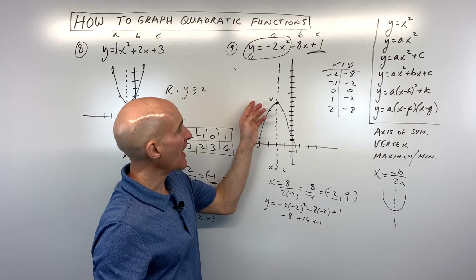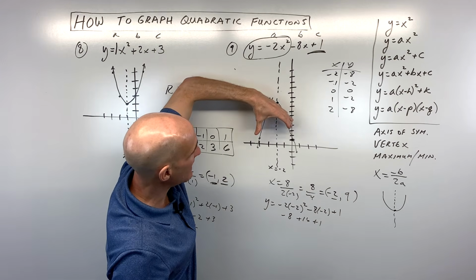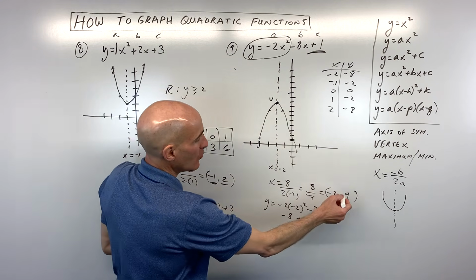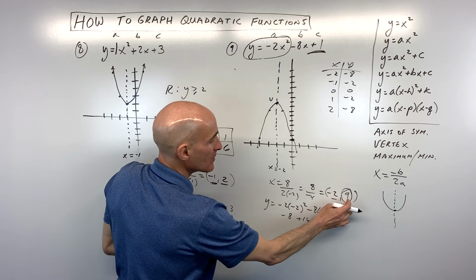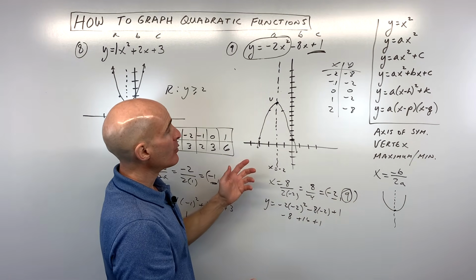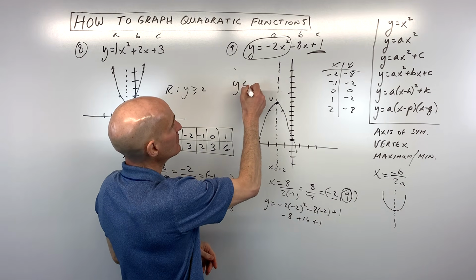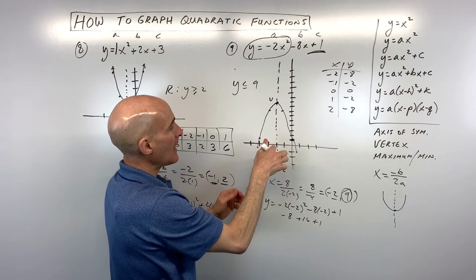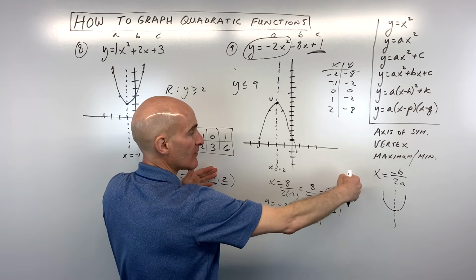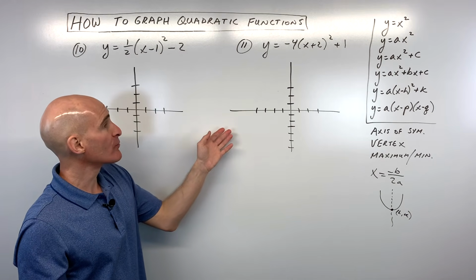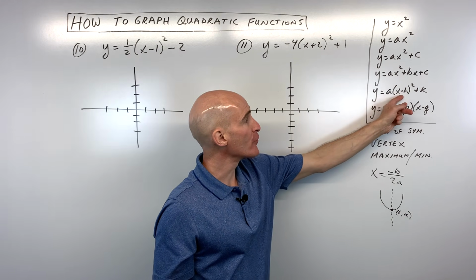Now this graph has a maximum, right, because it's opening down. It has a high point. It's like the top of the hill here. And what is the maximum? Well, it's going to be the y-coordinate of the vertex. It's going to be 9. The range is going to be y is less than or equal to 9. See, it's 9 or below. And the domain, because this graph gradually goes to the left and right forever and ever, the domain is, again, all real numbers.